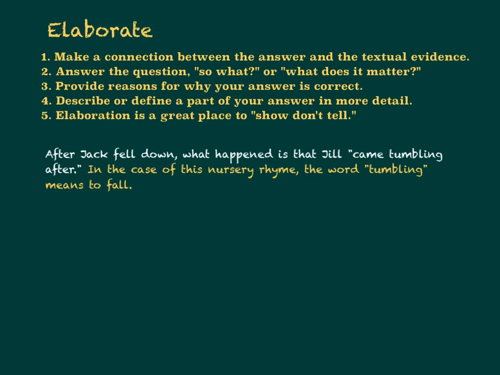Here's a last example using our Jack and Jill example. I've added some elaboration at the end that partially defines, mostly defines, and you could also say maybe provides reasons for why my answer is correct. After Jack fell down, what happened is that Jill came tumbling after. In the case of this nursery rhyme, the word tumbling means to fall.